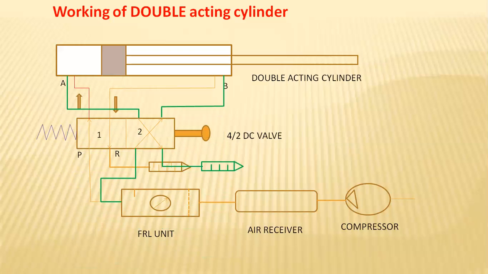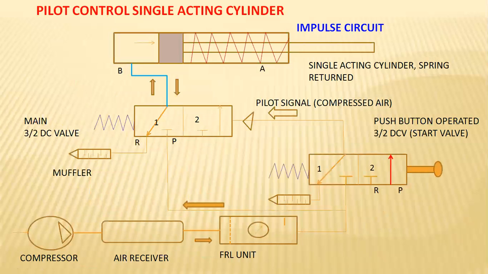So, this will be the second connectivity. The FRL unit is connected here with the green color indication, and pneumatic air enters port B, and A is connected to the exhaust, and then air is released towards the atmosphere. So, this is the operation of this pneumatic system.